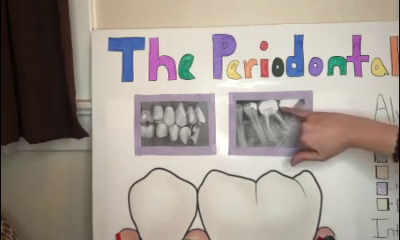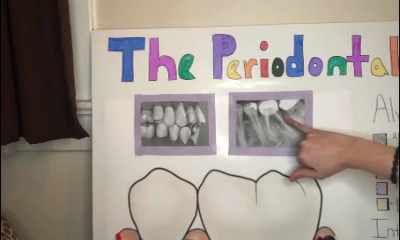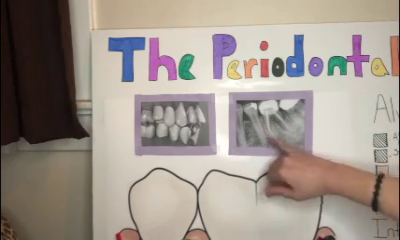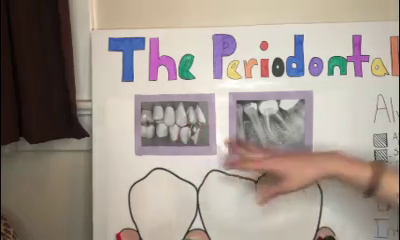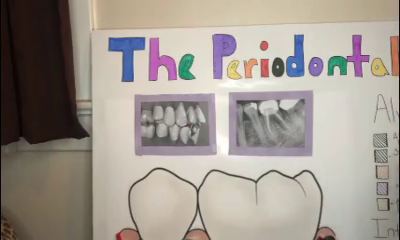So you can see the widening of the PDL along this area here. It's a little wider than the rest of them if you compared them. And this is just a picture of an unideal bite where the teeth are not connecting and occluding as they should.